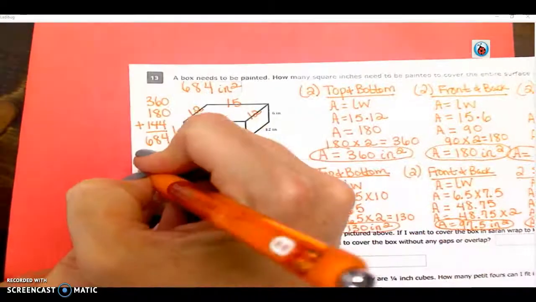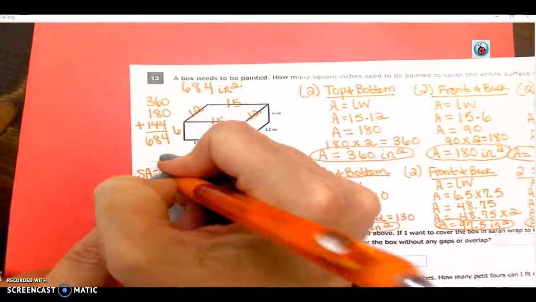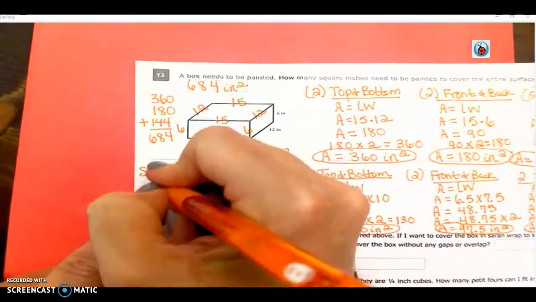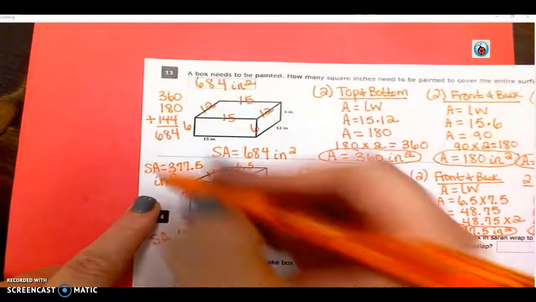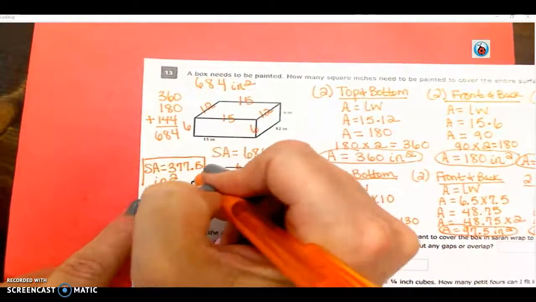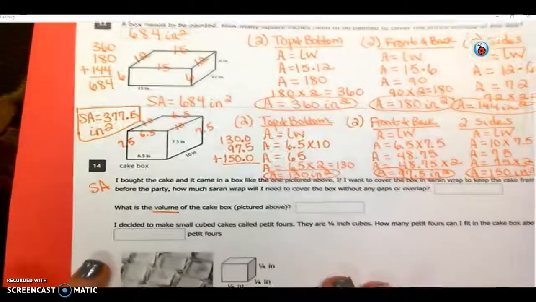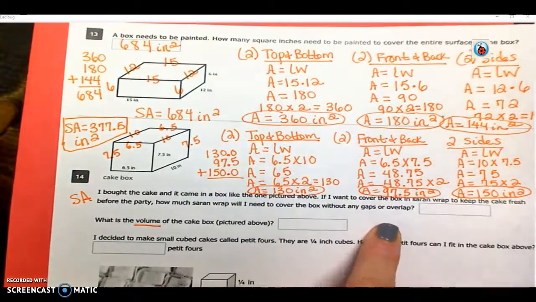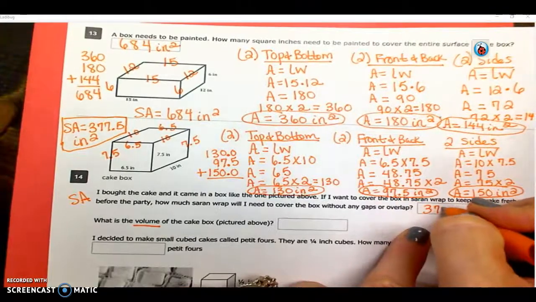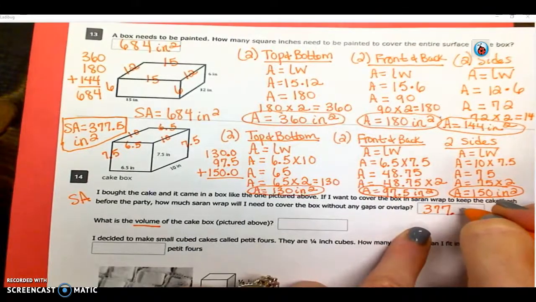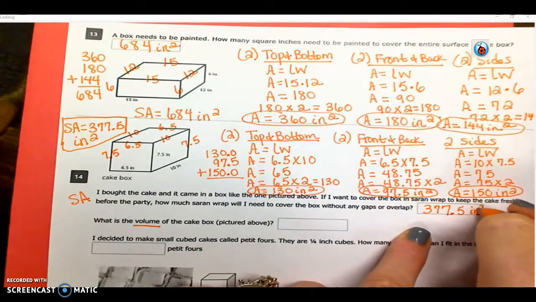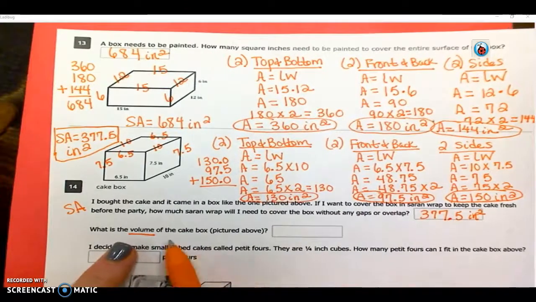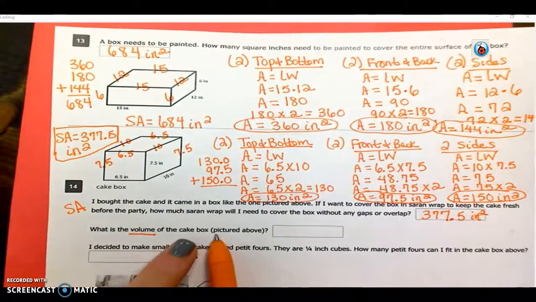So what we have is surface area that equals 377.5 inches squared. That's going to be our final answer here. Okay. All right. So right here, we're going to put our answer in there. 377.5 inches squared.